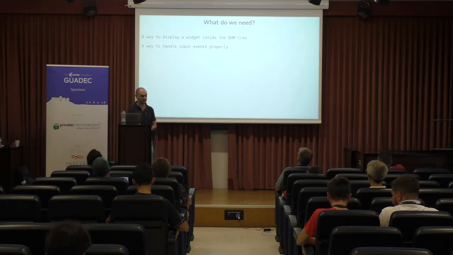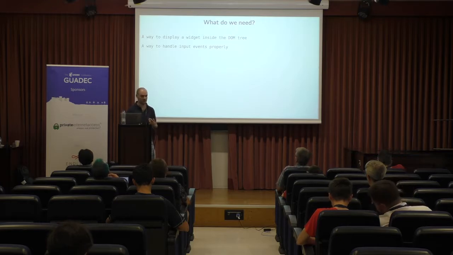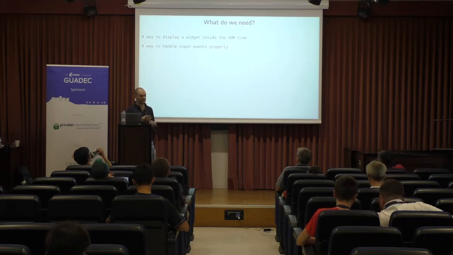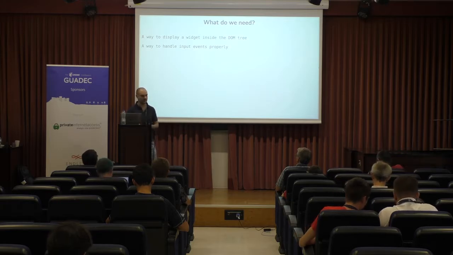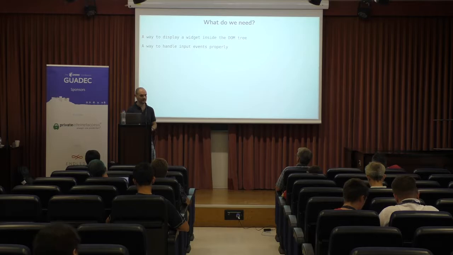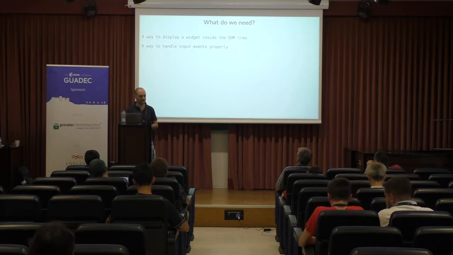So to embed a widget, what do we need? We basically need two main things. One is a way to display the widget inside the DOM tree. So that's basically two things. One, a way to get the image inside the DOM tree, and a way for the DOM tree to adapt to the actual widget so that text will wrap around it and things like that that you would expect for a regular HTML element. And the other big part is how to handle the input events properly, how to get the events either from WebKit and pass them to the actual widget that you're embedding, or catch the events before they get to the WebView.